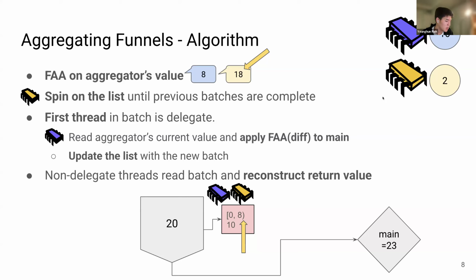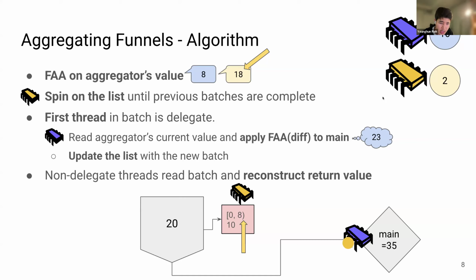From here, the blue thread as the delegate thread will go on and try to read the aggregator's current value, which is 20, and get the difference between 20 and its kept value, which is 8. So there's a difference of 12, which the blue thread will apply as a fetch and add to the main variable, and it will increment from 23 to 35. At that point, the blue thread knows the previous state was 23, and that will be its return value.